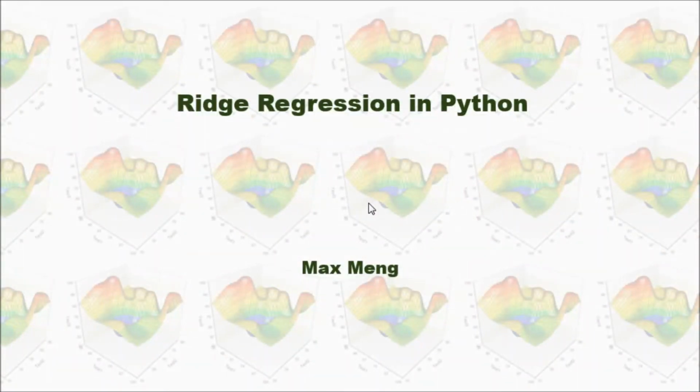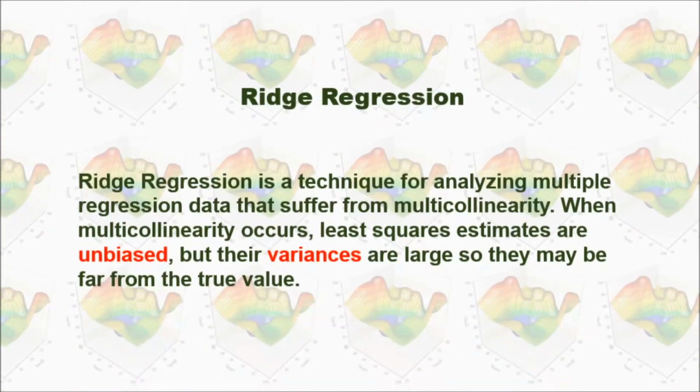This time, I'm going to talk about ridge regression in Python. So what is ridge regression? Ridge regression is a technique for analyzing multiple regression data that suffer from multicollinearity. I have another video talking about multicollinearity on my YouTube channel. You are welcome to watch that video first.